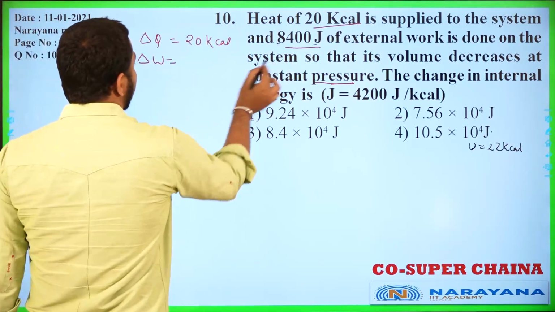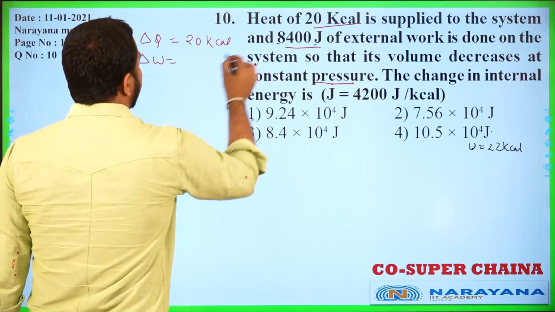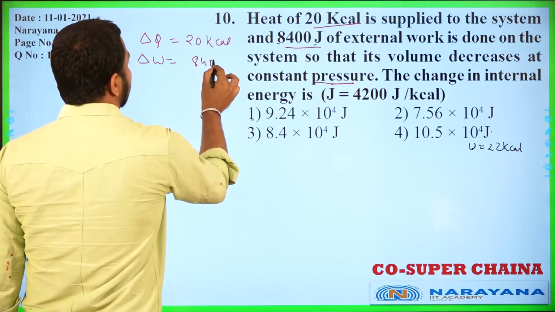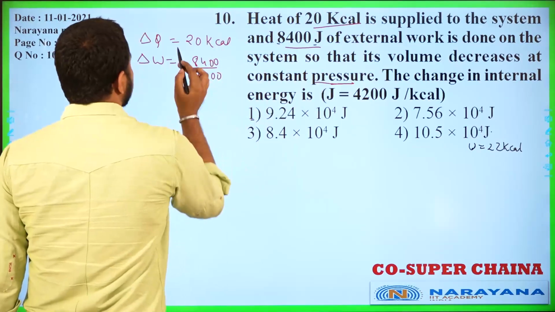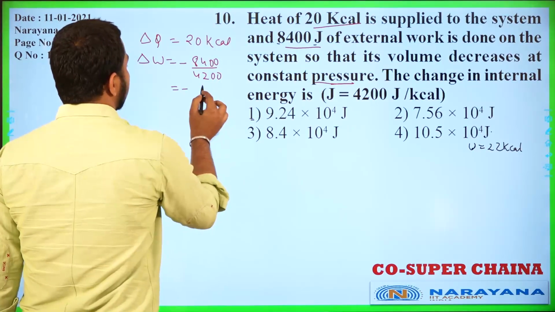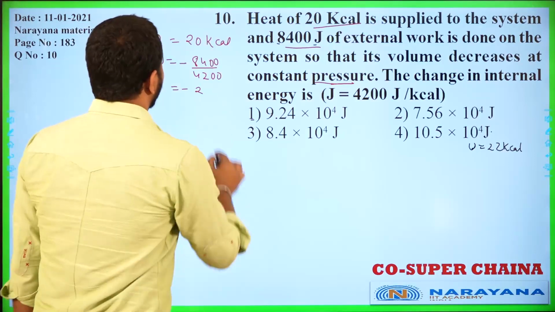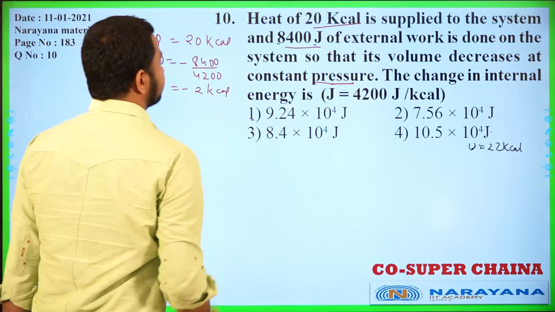First we'll convert this joule into kilocalorie. So 844 joule, we'll divide it by 4200, and since the work is done on the system, we'll have a minus symbol here. So we'll get minus 2 kilocalorie.